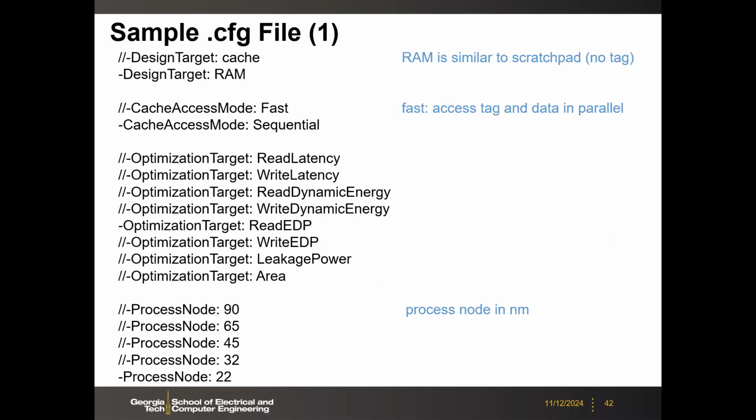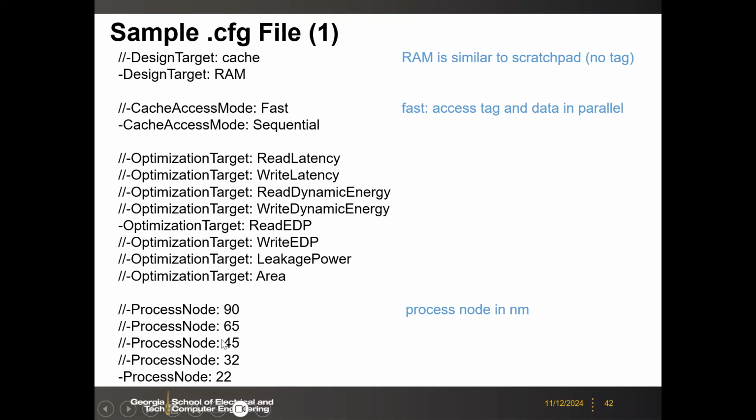What you could modify as a user is this sample configuration file. In this configuration file, you can define different design options, right? So you are designing cache or RAM. In cache, you have this associativity. In RAM, you don't have that. Then you can define your optimization target, because it will actually search for you. It has so many design points. If you specify the design targets, it will pick the best read latency design option for you.